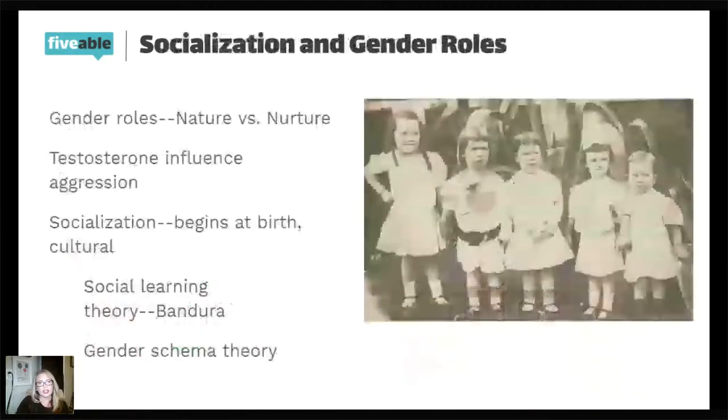So here I want to talk about how gender roles are primarily a nurture thing. Now, some people think that it could be biological in that testosterone can influence aggression. However, there's been a lot of research that says socialization really fosters some gender roles. And in fact, it begins at birth.